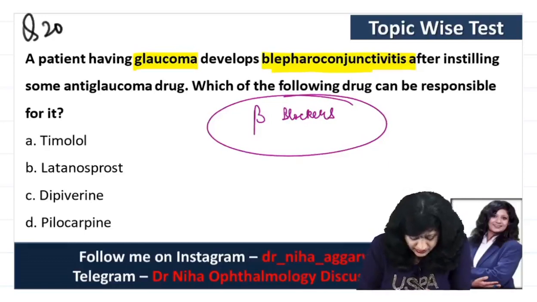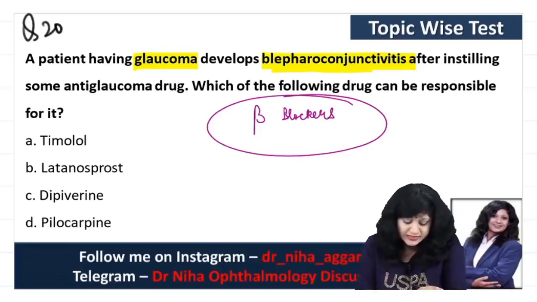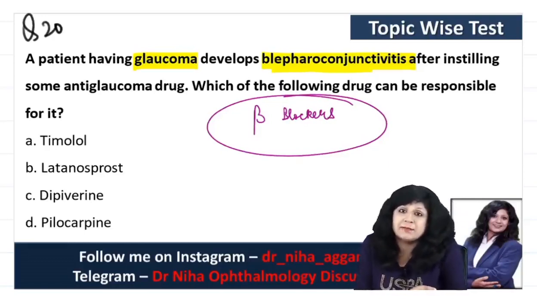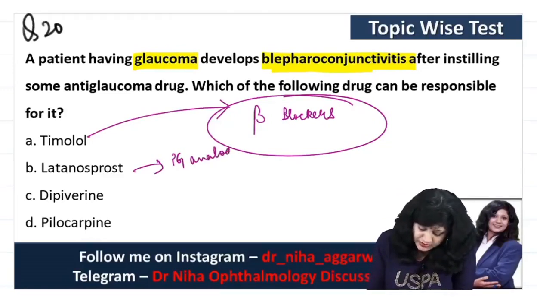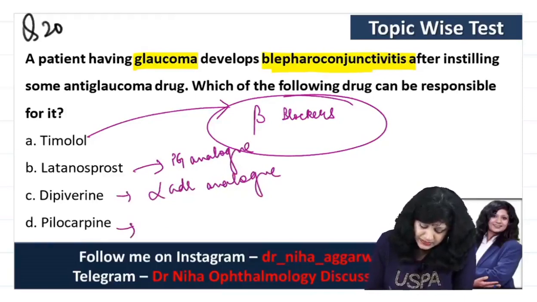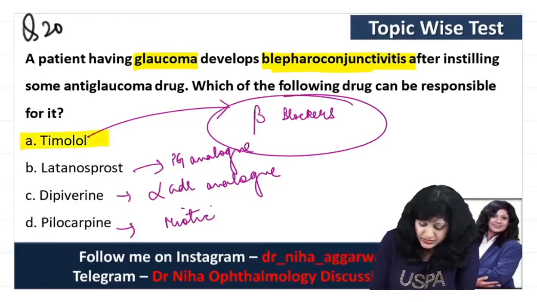So let's see here. We have timolol, latanoprost, dipivefrine and pilocarpine. Timolol is a beta blocker. This is your prostaglandin analog. Dipivefrine is the alpha adrenergic analog, and pilocarpine is a miotic. So the answer to this question is timolol.